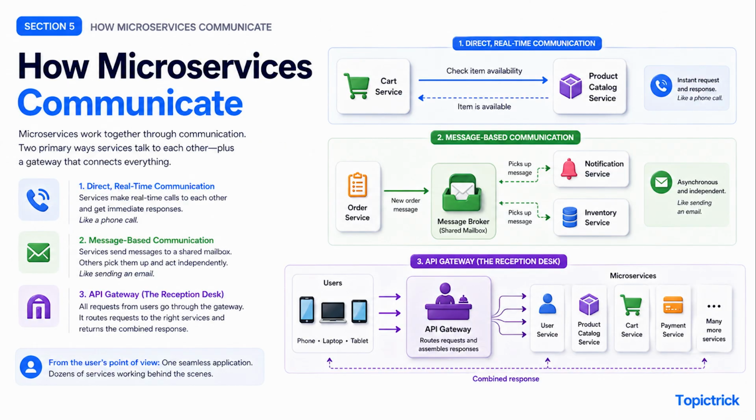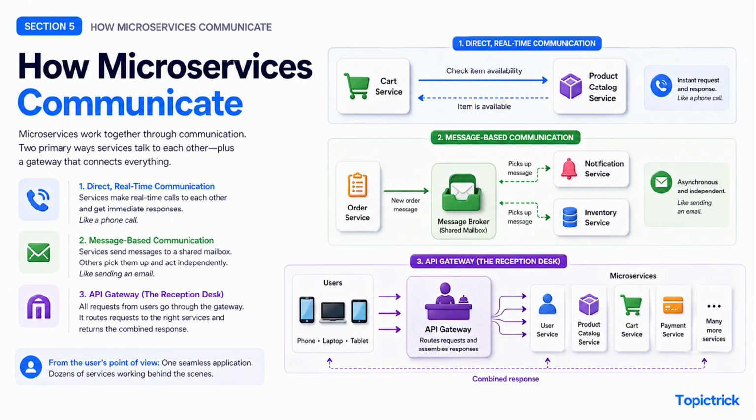Now, you might be wondering, if all these services are separate, how do they work together to deliver one smooth experience to the user? The answer is communication, and there are 2 primary ways services talk to each other. The first is a direct, real-time conversation. When a user adds something to their shopping cart, the cart service needs to immediately check with the product catalog service to confirm the item is available. This happens instantly, back and forth, in real time. Think of it like a phone call. One service dials another, gets an answer, and acts on it.